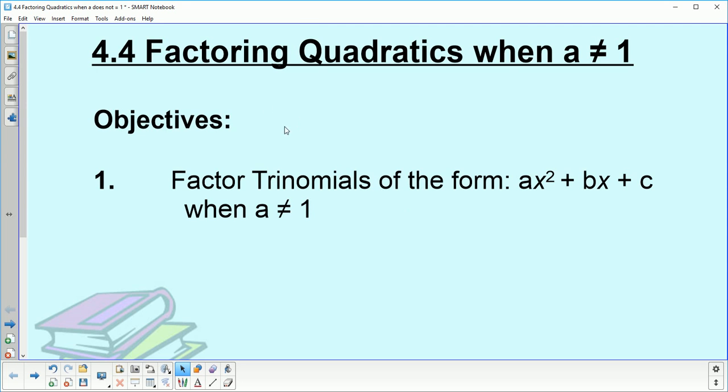Alright, Common Core Algebra 2, our next section in Chapter 4 is going to be returning to factoring quadratics, but now a is not going to be 1. So it's going to be any other number, just not 1. So it'll look more like the form ax squared plus bx plus c. We're going to do similar things in the sense that we're still looking at numbers that add up to b, but we have a couple minor changes.